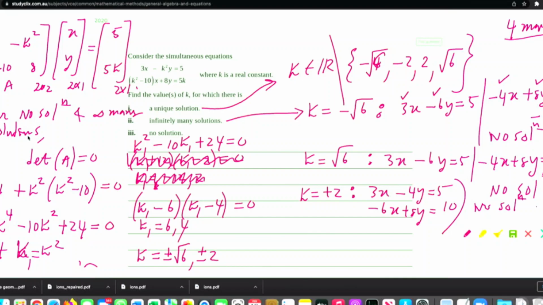Now k is equal to minus 2, not root 2. It's minus 2. Minus 10, right? Now that satisfies. That has infinitely many solutions.